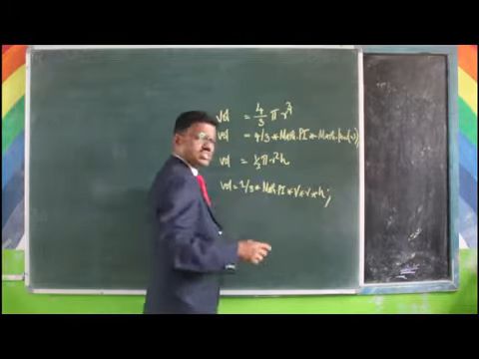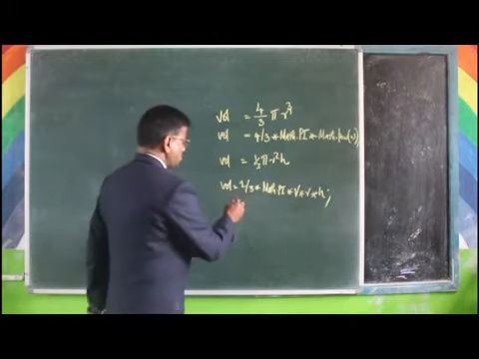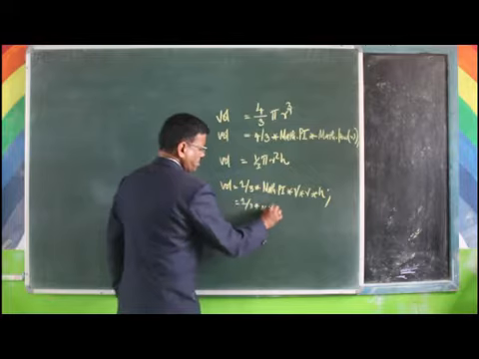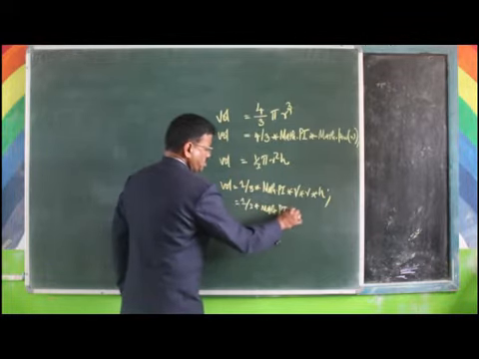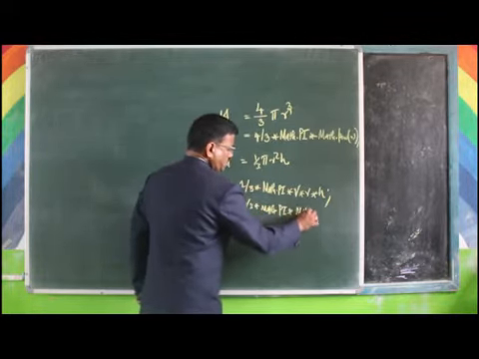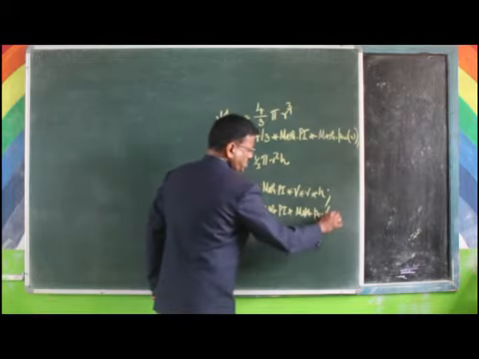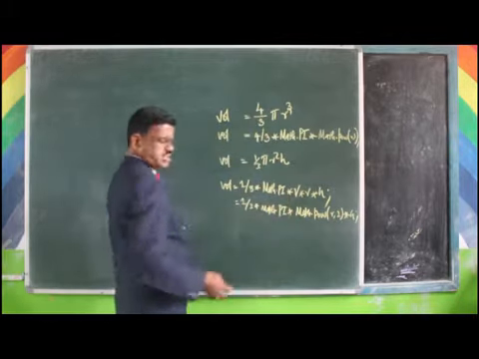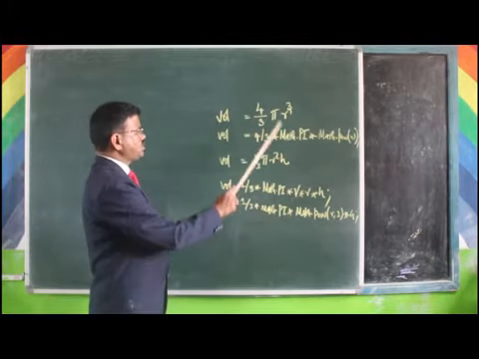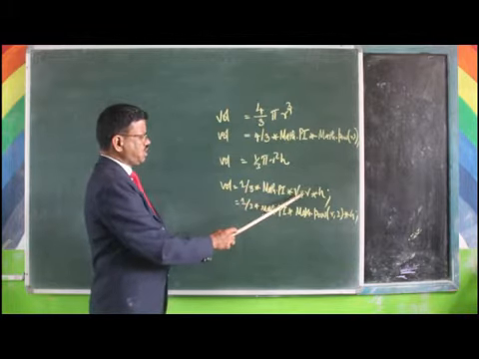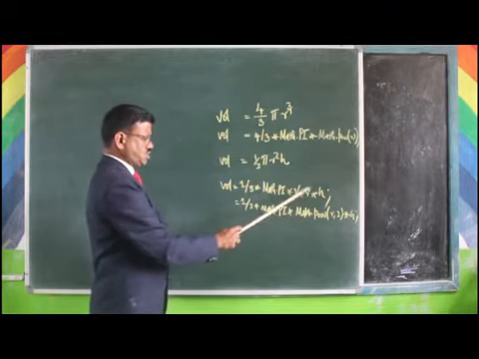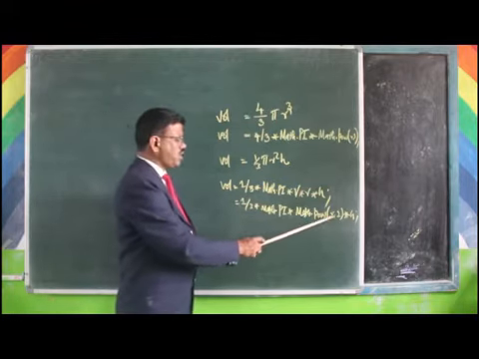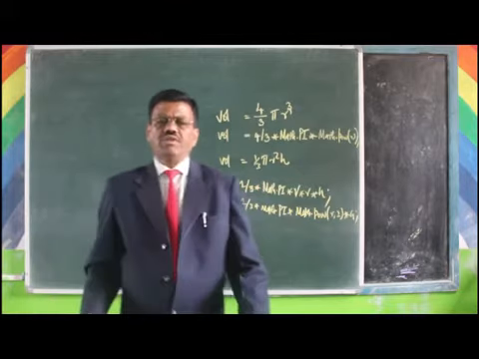r into h. In other words, if you want, the same thing can be written like this: 1 by 3 into Math.PI into Math.pow(r, 2) into h. This and this are one and the same, either r into r into h or r square into h. Here, instead of r into r, you write Math.pow r comma 2. So this is what we have done in the previous class.